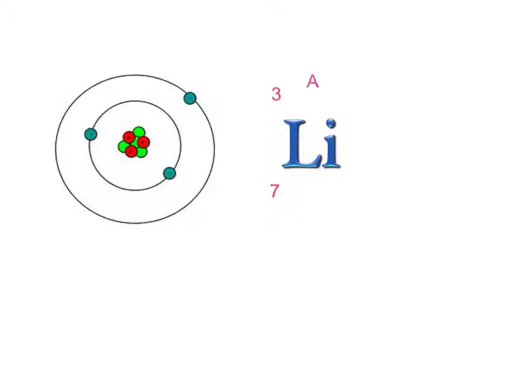So, firstly, the smaller of the two numbers. This is called the atomic number. Or it can be called the proton number. And this tells us, perhaps unsurprisingly, how many protons there are in the nucleus of a lithium atom. And as we know from the previous pictures, there are 3. The larger of the two numbers is called the mass number. And again, perhaps obviously, that tells us the mass of a lithium atom.